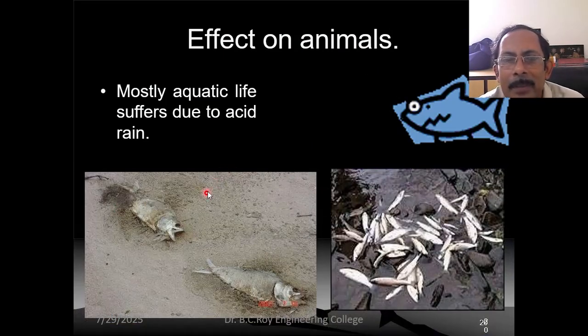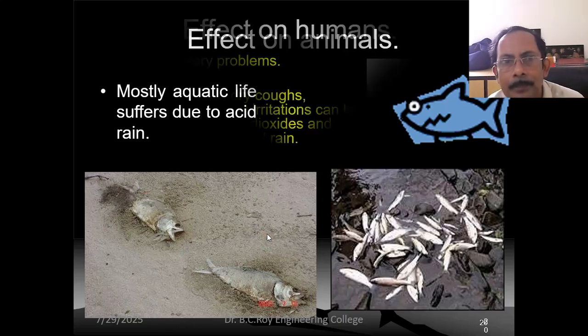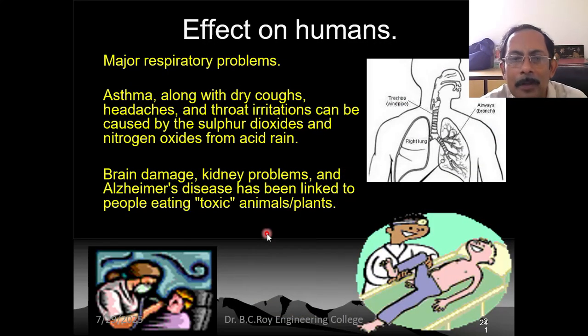Now effects on animals: so many animals are dying, like aquatic animals, because of lake water acidity. Effects on humans: when these different types of gases go into the lungs and throat, irritation occurs.